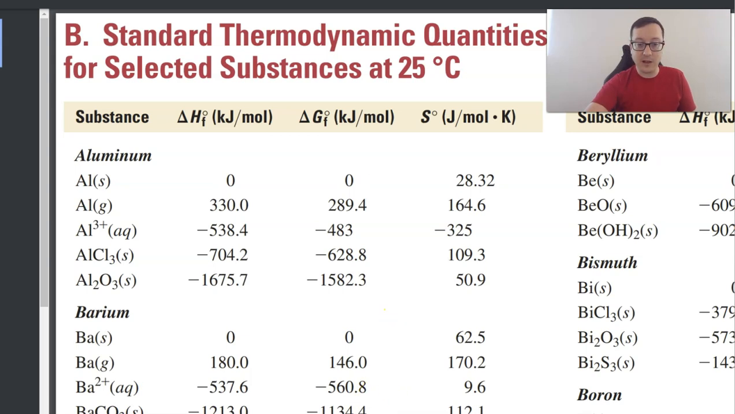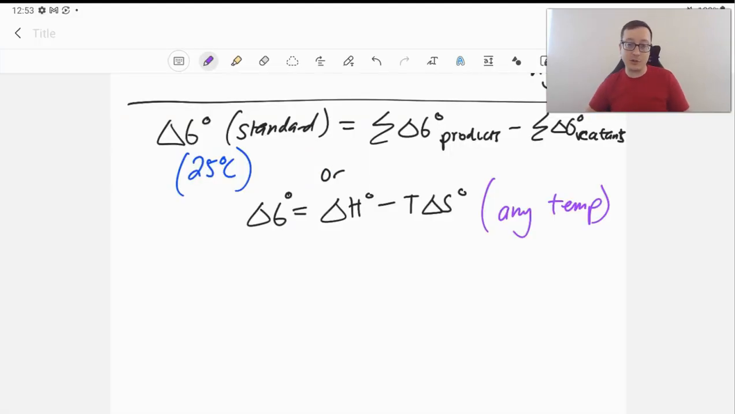Alternatively, if we were so inclined, at any particular temperature, we could calculate the delta G using the following formula, the main equation that we looked at this chapter. Delta G is delta H minus T delta S. So you can use that for any temperature.